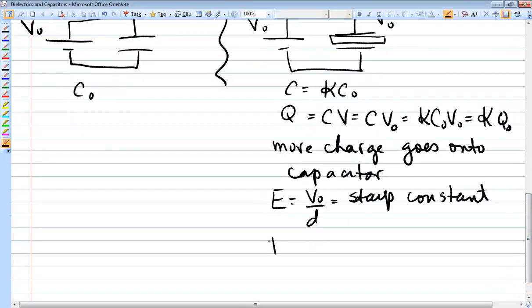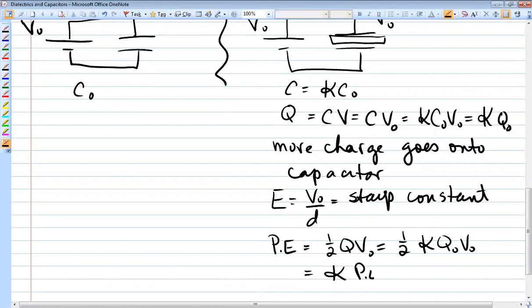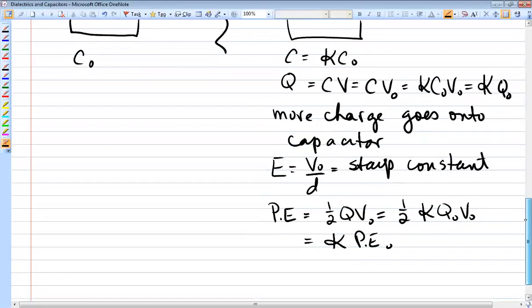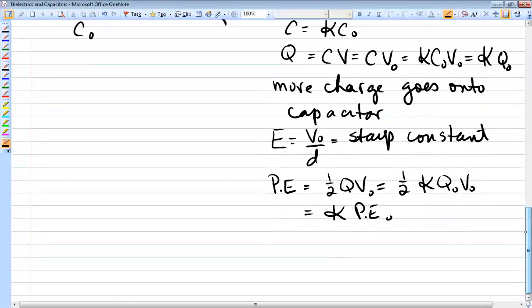Now the potential energy after the dielectric is in there actually goes up by a factor of kappa. This new energy is kappa PE0. So it's increased potential energy. Where did the energy come from? Well, it came from the battery. Because the battery put charge onto the capacitor, it's supplying energy. So this energy increases. You can see that's a totally different situation than when you don't have a battery connected and you put a dielectric in. Okay, so that'll do it.